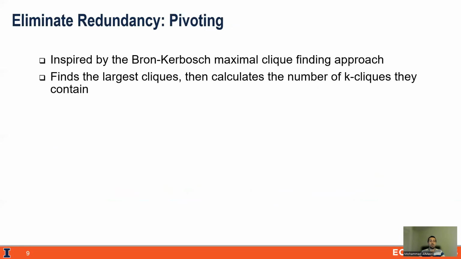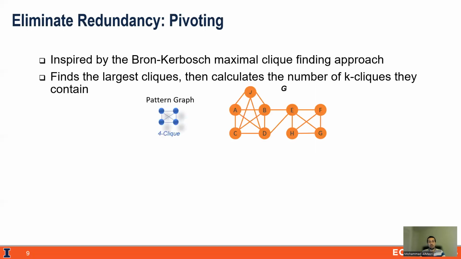Another way to eliminate redundancy is called pivoting, and this solution is inspired by the famous Bron-Kerbosch maximal clique finding algorithm. The philosophy of pivoting is to find the largest cliques, then find the smaller cliques that they contain. So for example, if we go back to our same graph, now we are showing all the level 1 vertices, which are the graph vertices themselves. Before we expand to level 2, we choose a pivot vertex.